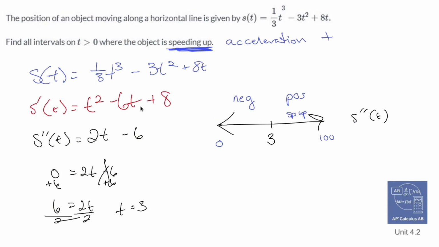So this is speeding up at time t greater than 3. Do I not have units of seconds? I don't know. It doesn't say anything. So at time t greater than 3 is where I'm speeding up. Do I include 3? No, because at 3 the acceleration is 0, which means at 3 it's neither. Okay, so that's how you find where an object is speeding up.